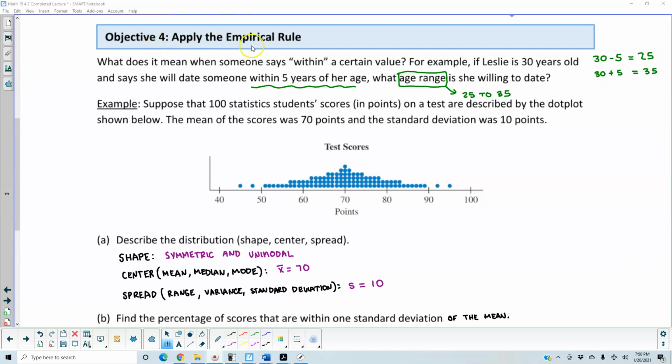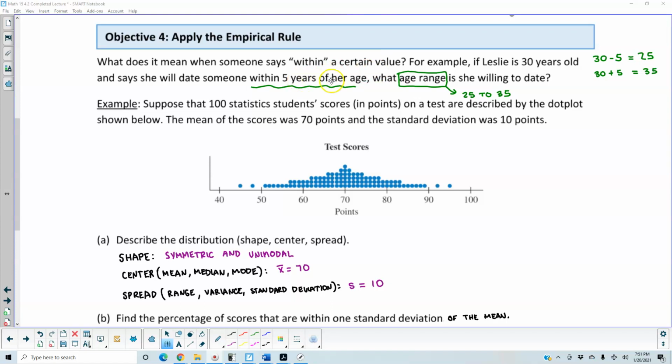Objective 4, apply the empirical rule. What does it mean when someone says within a certain value? For example, if Leslie is 30 years old and she says she will date someone within 5 years of her age, what age range is she willing to date?